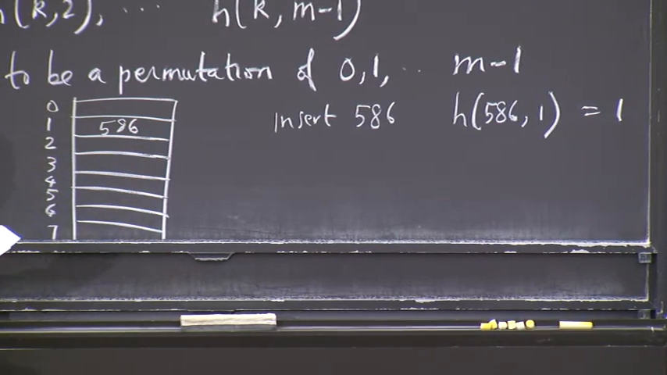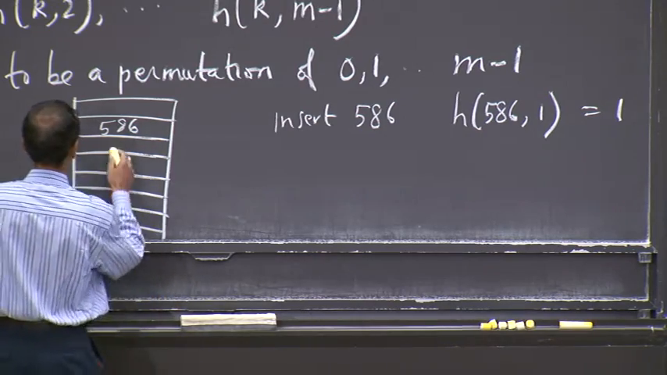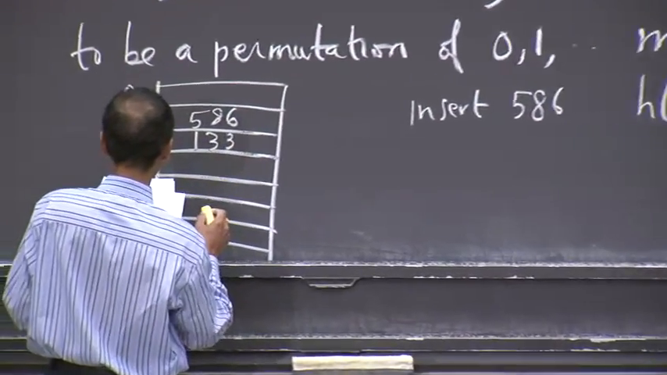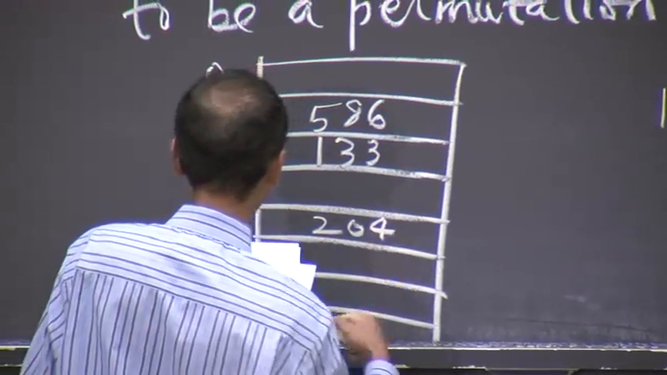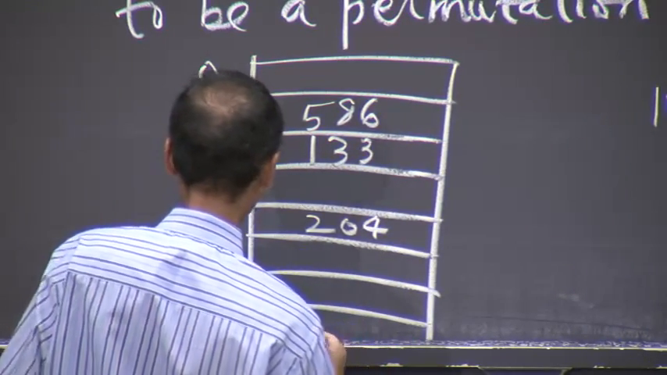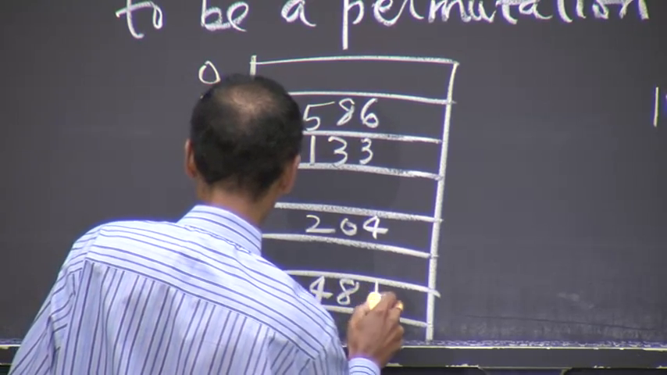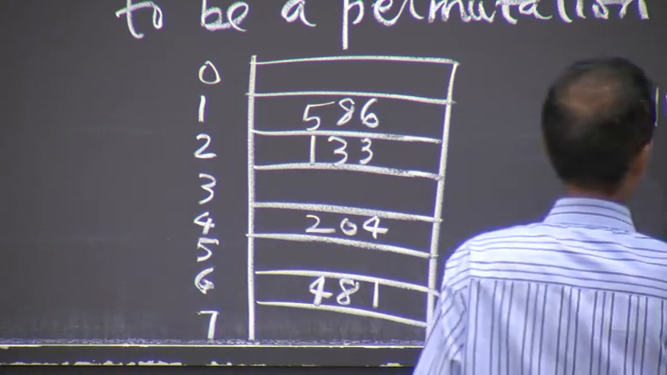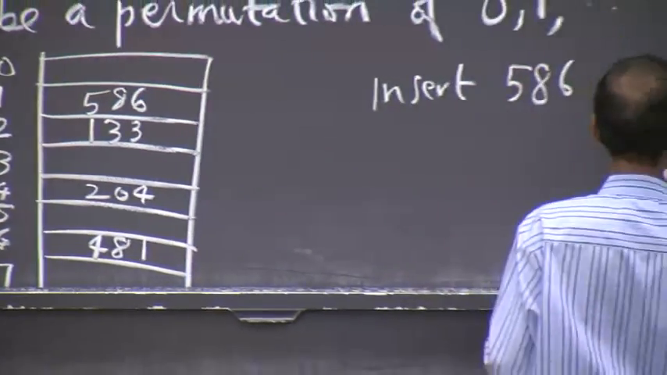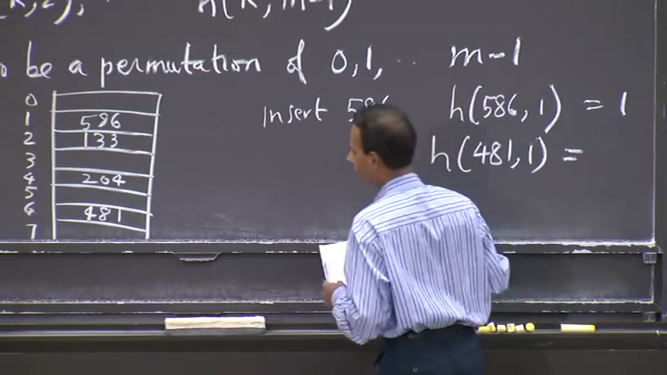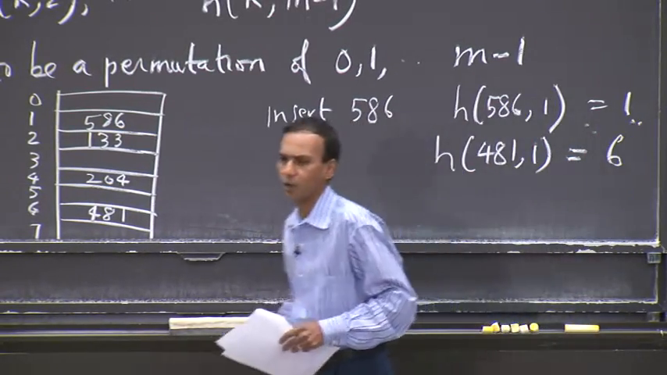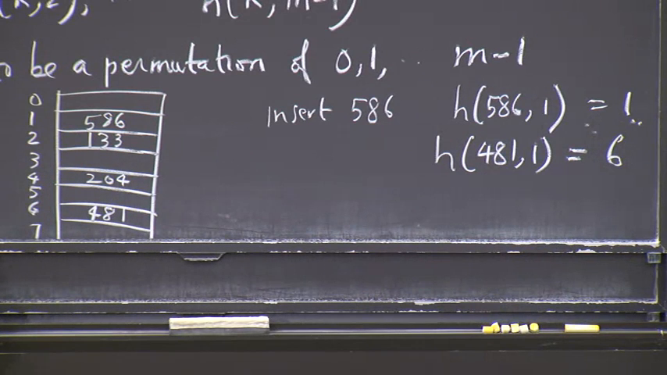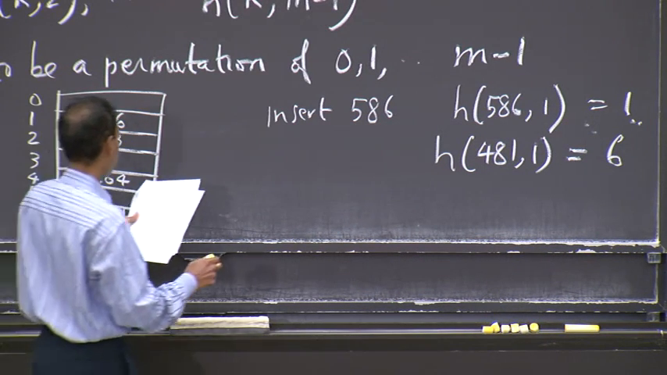And then I insert, for argument's sake, 133. I insert 204 out here, and these are all things because the hash table is empty. 481 out here, and so on. And because the hash table is empty, my very first trial is successful. So h of 481, 1, I'm not going to write this all out, happens to be 6, and so on. Now I get to the point where I want to insert 496.